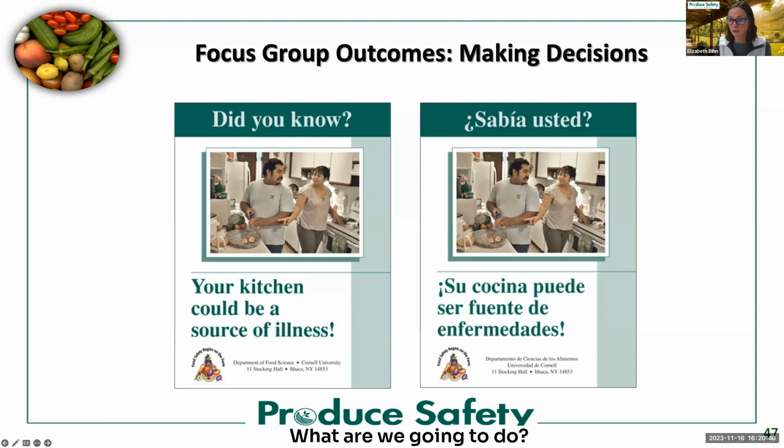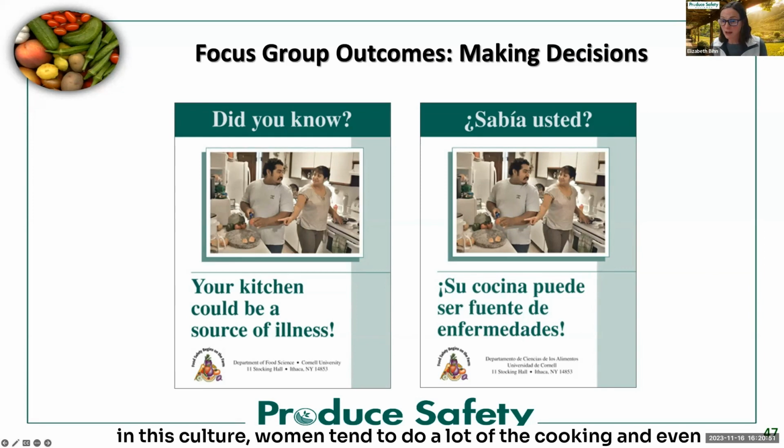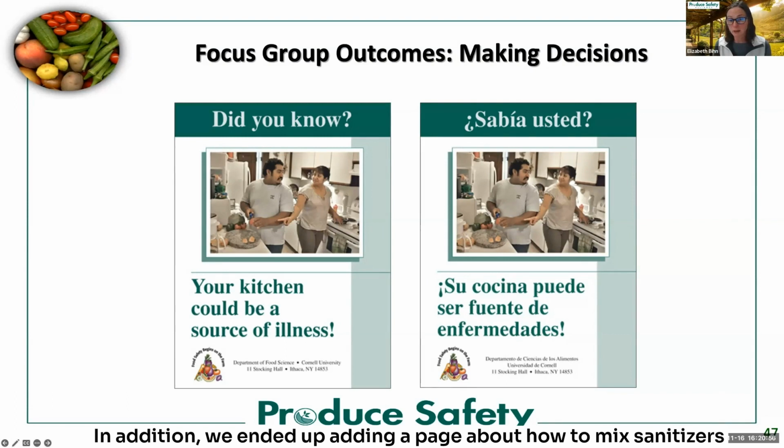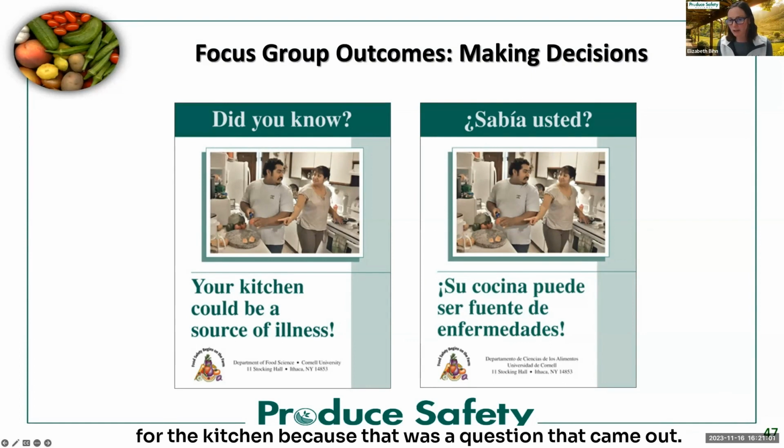And we decided to move forward with it because we thought in this culture, women tend to do a lot of the cooking. And even if it did well with women, we were going to move forward. In addition, we ended up adding a page about how to mix sanitizers for the kitchen, because that was a question that came out. So we could, in fact, add material to this, even though it didn't focus group so well with men. Next slide.